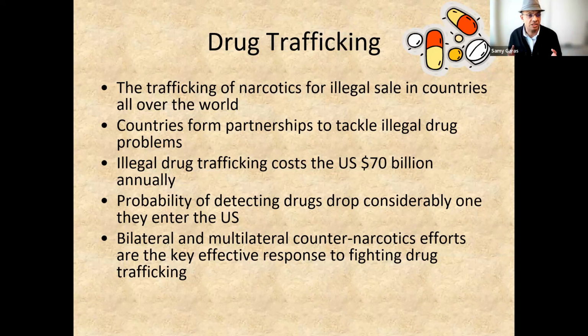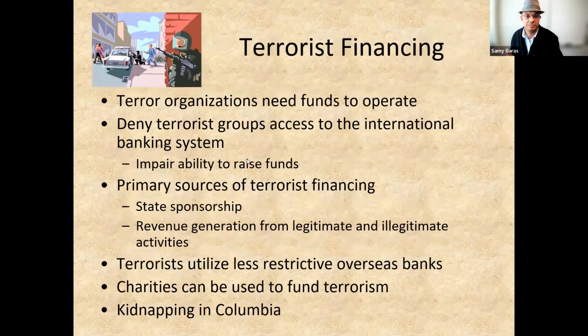Illegal drug trafficking costs about $17 billion annually. The probability of detecting drugs drops considerably once they enter the US, because in some countries and in some states, they allow different types of drugs, and this can actually make the fraudulent act increase. So drug trafficking is one of the organized frauds.